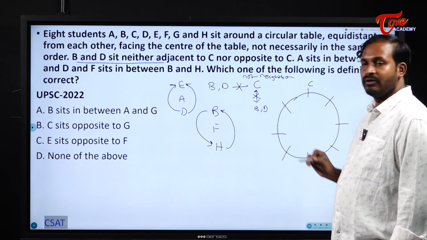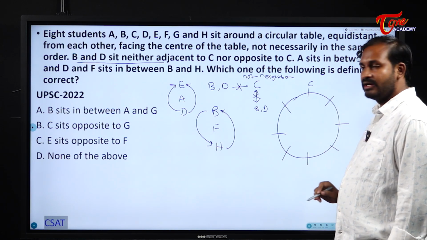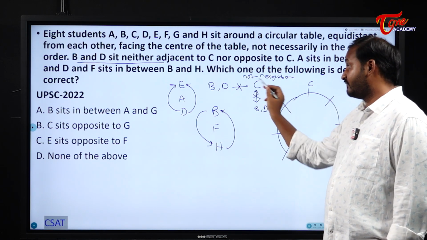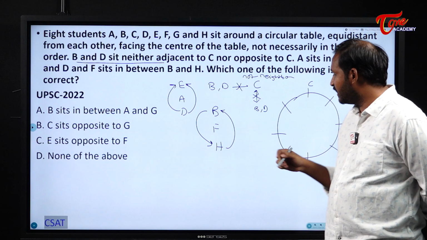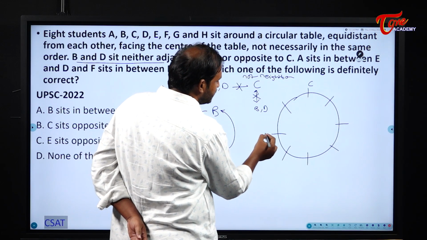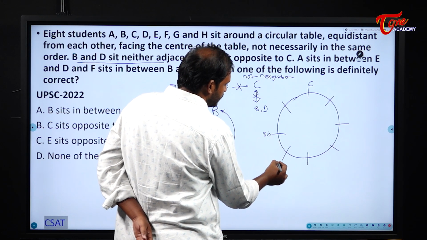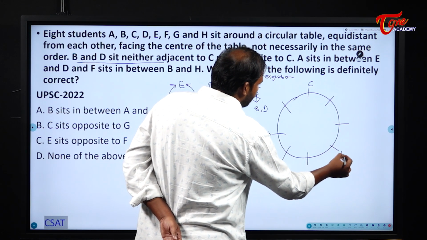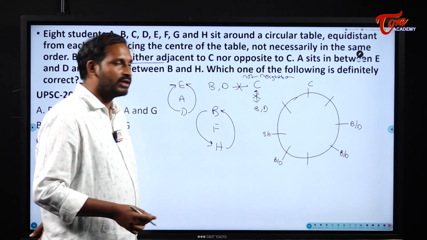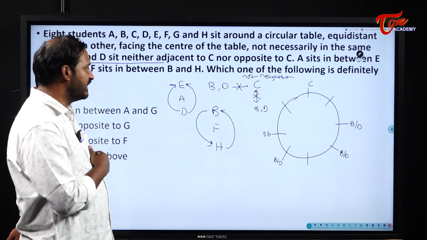Here B and D will not be seated, and here also B and D will not be seated. Why? Because for C, B and D are not neighbors. So where can I put B and D? The chances for B and D are here, here, here and here. But out of 4 we cannot put all the 4. But as of now we will assume B and D are there.